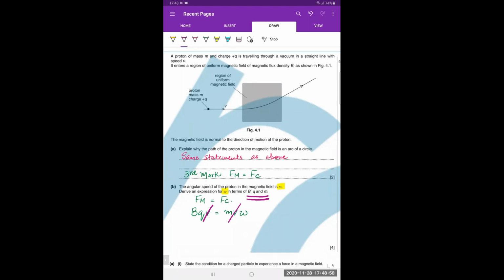So I purposely went with MVω ताकि मेरे पास V का term cancel हो जाए. सही, और I only want the answer in terms of B, Q and M. So I believe वो तीनों terms आ गए हैं. Make omega the subject, you end up getting this answer. रोहिल, तुम्हारा statement सही है. नेक्स्ट वाले की वर्किंग देख लो.